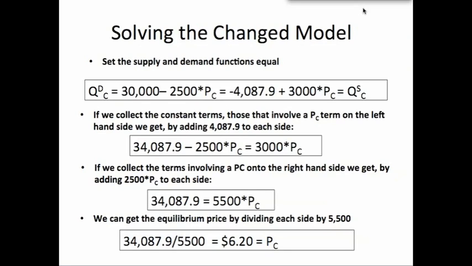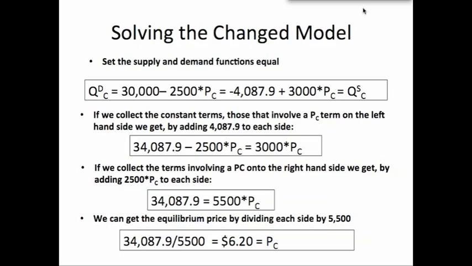So as we begin to solve the changed model, we set the quantity demanded equal to the quantity supplied, meaning supply equals demand, and that is written out for you in the first box. In the second box and third box, we begin solving for the equilibrium price. In the second box, we collect the terms that do not involve a price of Coke in them. And then we need to collect the terms that involve the price of Coca-Cola in them. And we end up with 34,087.9 is equal to 5,500 times the price of Coke.